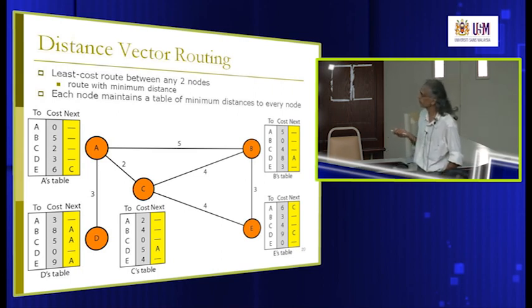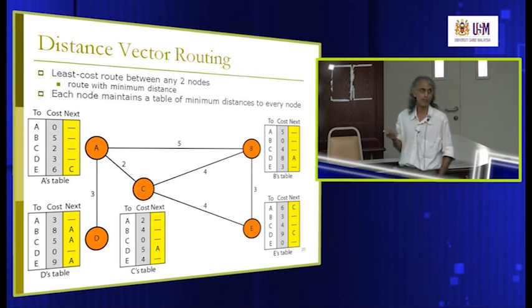If this is a diagram, this is one network with this topology. A, B, C, D are all routers, and the routers are connected by links, and each link has some kind of measurement or metric. You can measure the distance, or hops, or bandwidth, or whatever it is. We're going to use this measurement to decide which is a better route.